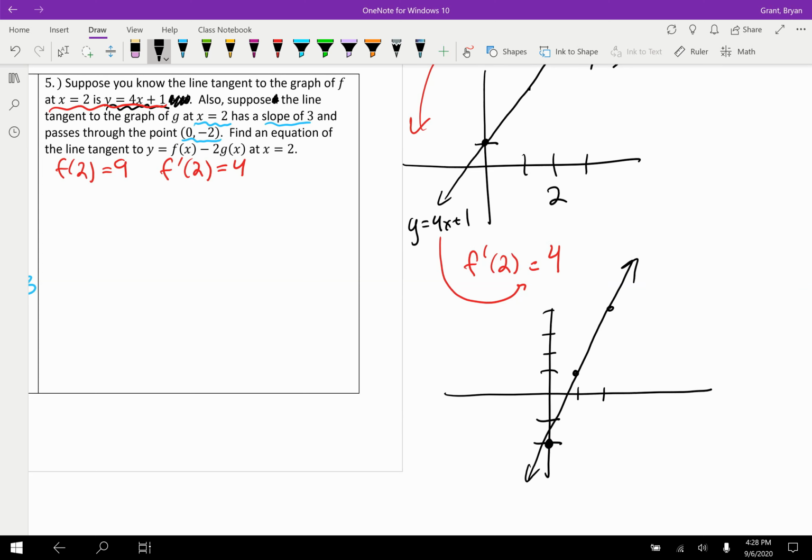They weren't even nice enough to give us a tangent line, though. That is rude. Luckily, we're great at writing this. And actually, because we know the y-intercept, we could write this in mx plus b really quickly. Slope of 3, y-intercept of negative 2, tangent line. Awesome.